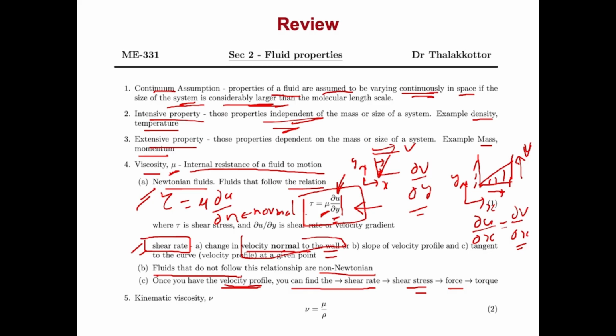If you know the force, you can multiply the force with the distance or the moment arm, or the radius if it's a cylinder, to find the torque, right? So that's the way you go about it, right?